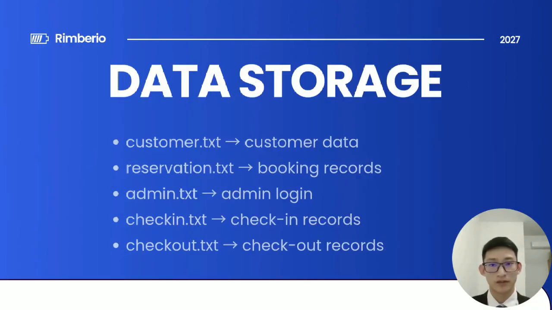One of the most important aspects of our system is data storage. Instead of using a database, we use file handling techniques. The system currently uses 5 text files. The first file is the customer text file, which stores customer information such as a customer ID, name, phone number, and password. The second file is the reservation text file, which stores booking details.